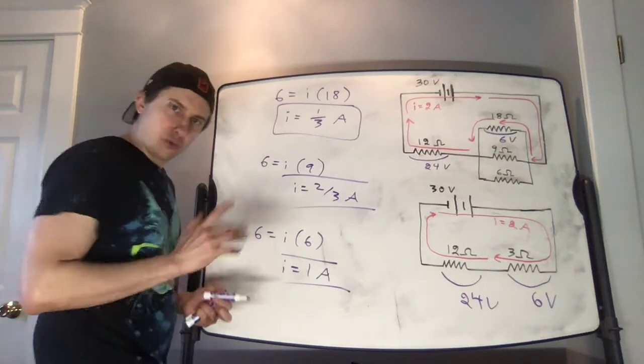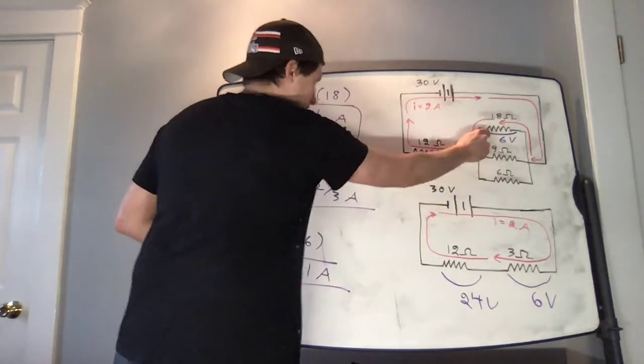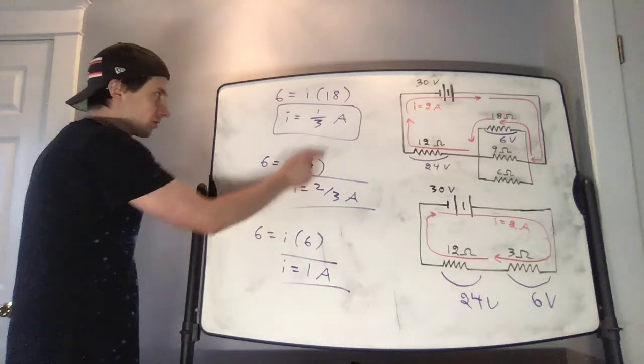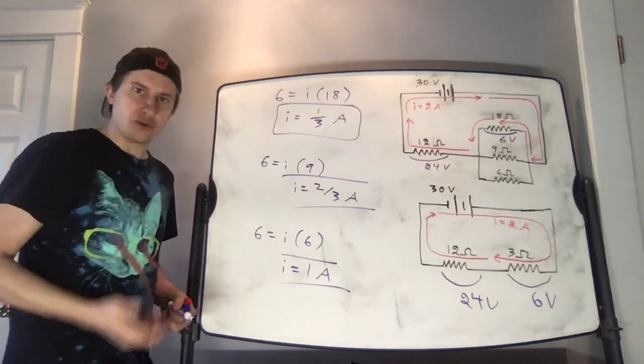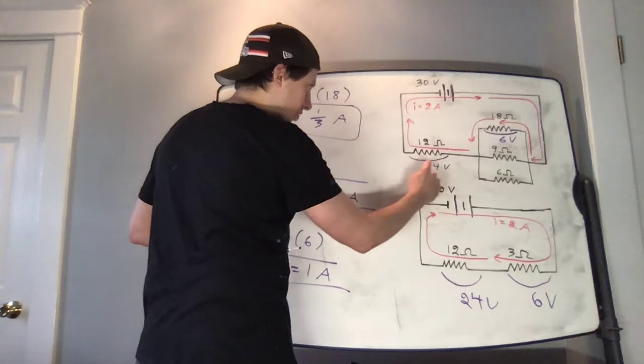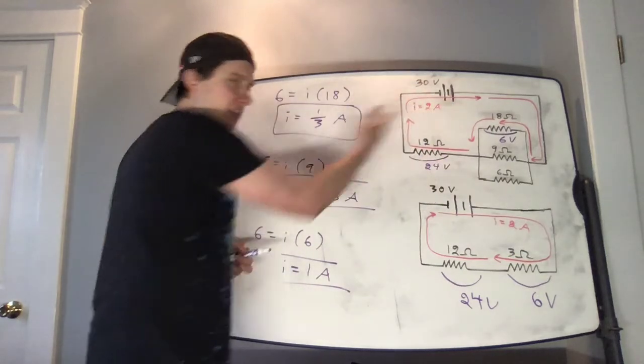Notice that the three currents flowing through the three resistors in parallel, 1, 2/3, and 1/3, add up to the current that is flowing through the 12 ohm resistor and the battery, 2 amps.